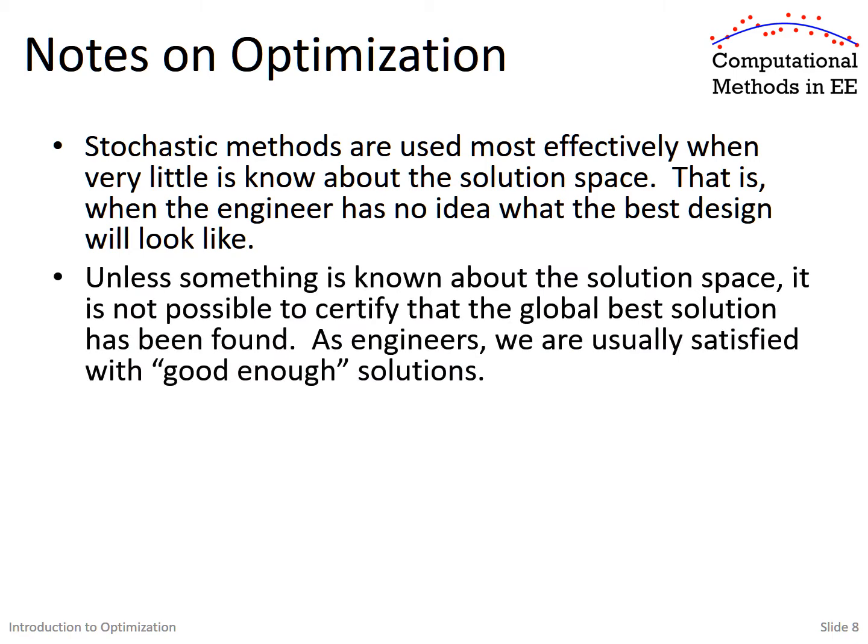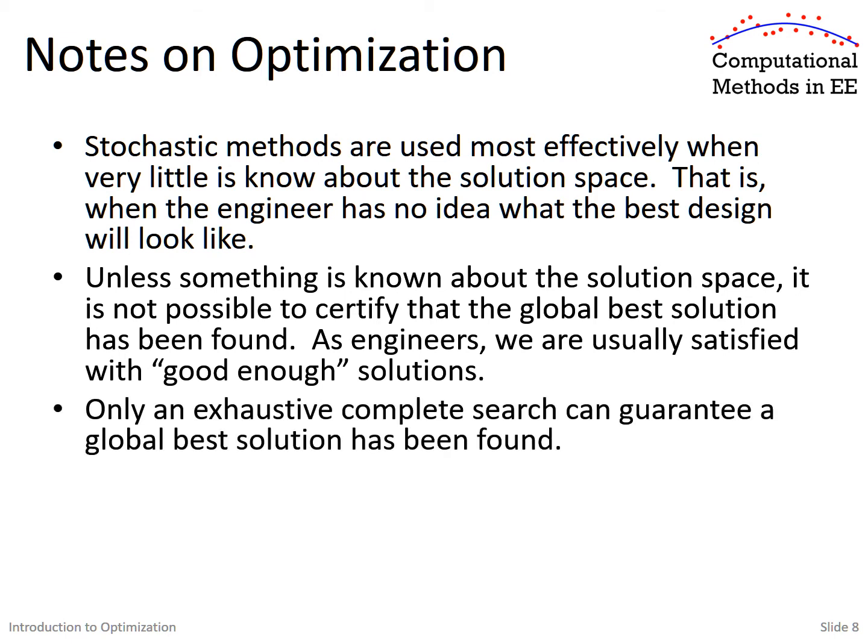I hear a lot of claims about algorithms guaranteeing the global best solution, and you can't make that claim unless you know something about your device. Maybe you know the theoretical performance limit, and somehow you'll know when your algorithm has found that. But if you don't know anything about it, and you probably don't if you're doing an optimization, then you really can't make that claim. Only with an exhaustive search can you really guarantee that you have found the global best.